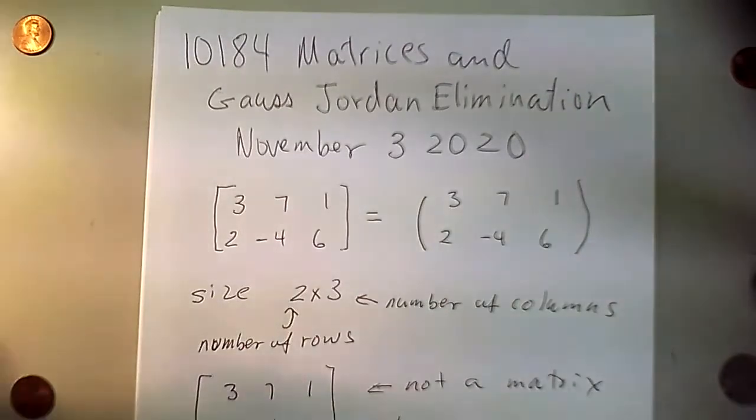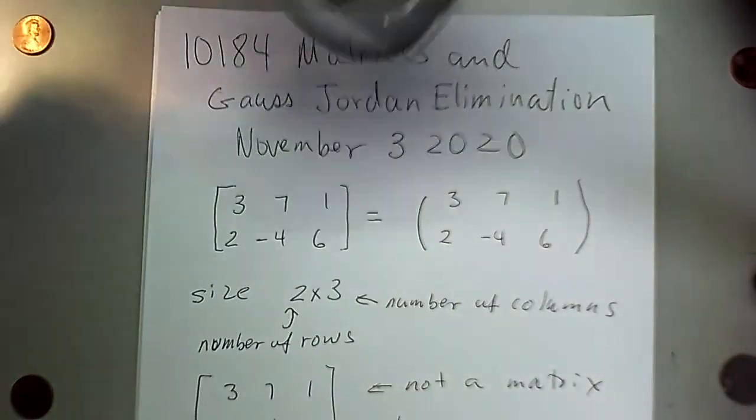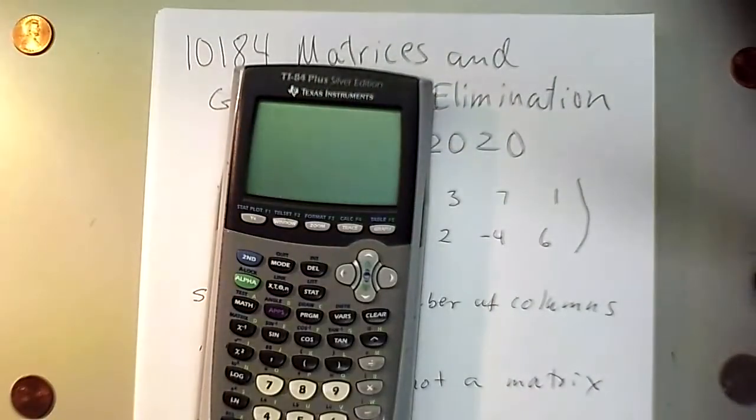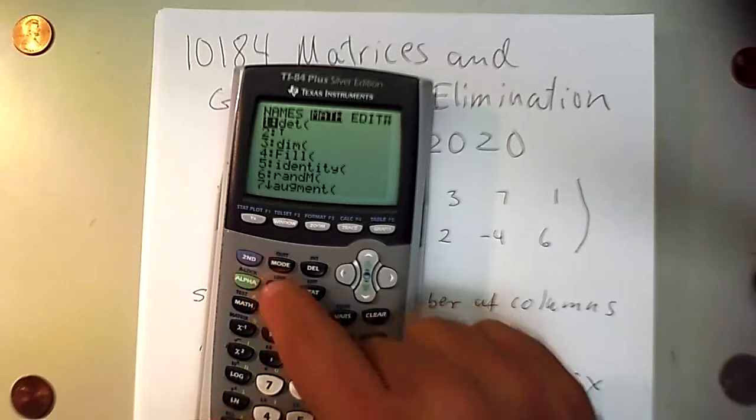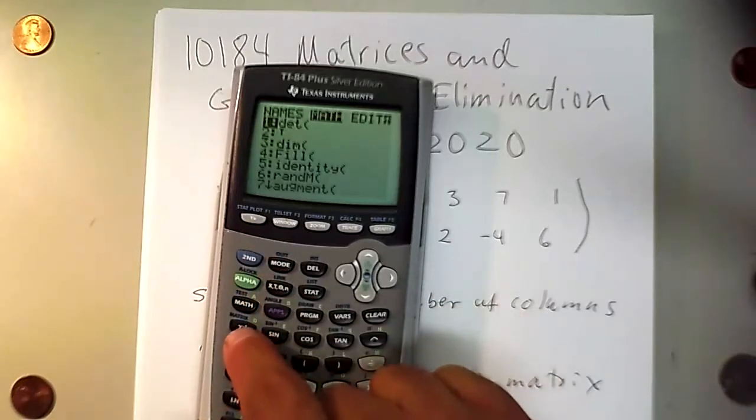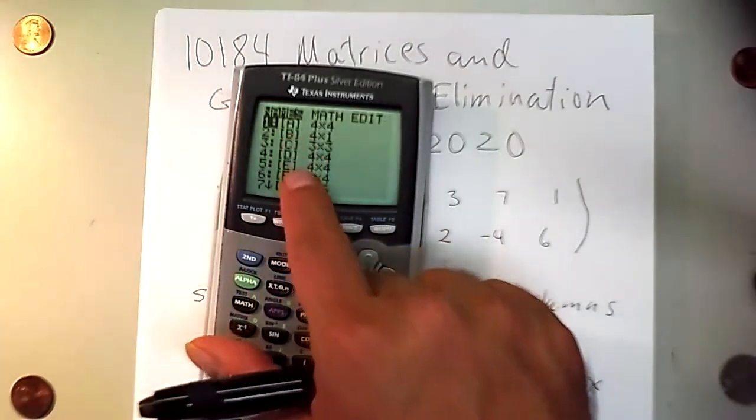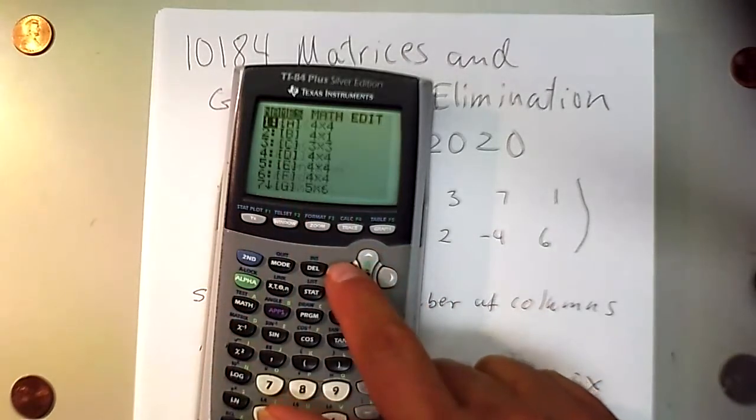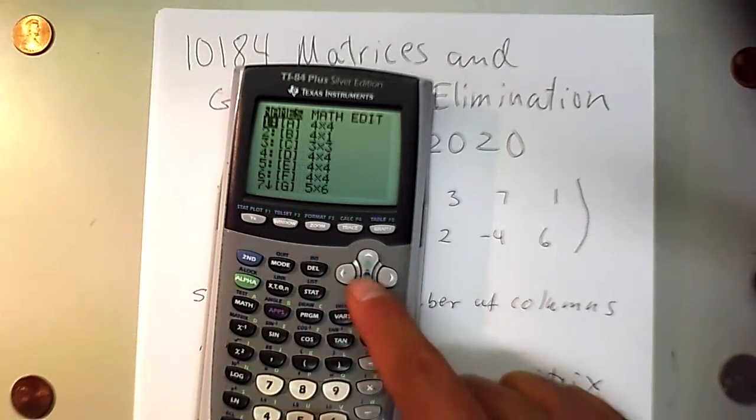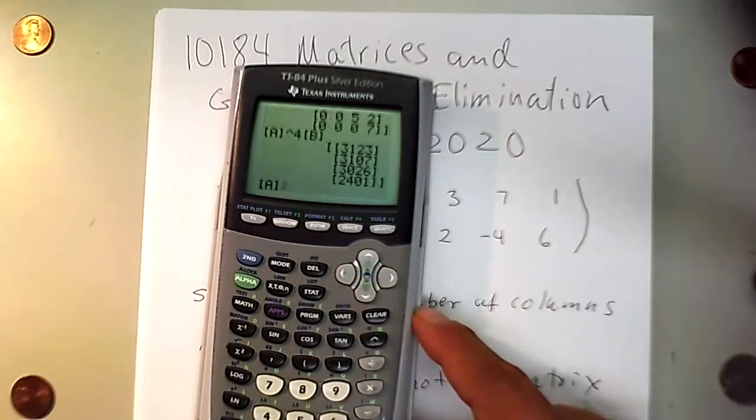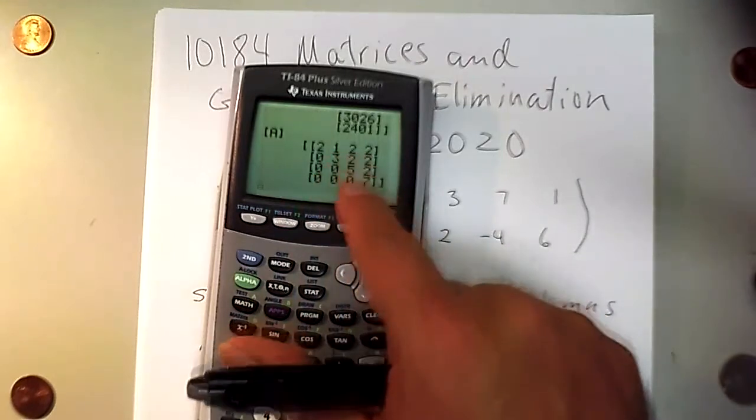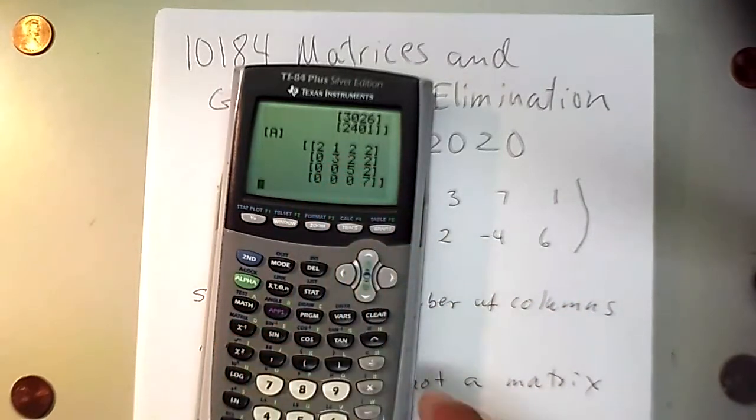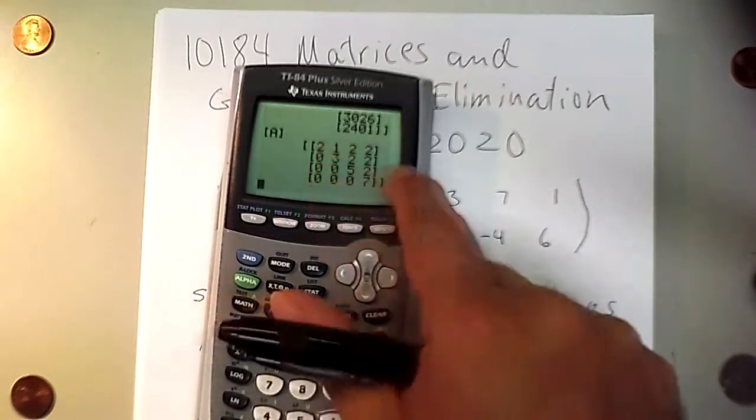You can enter a matrix in a graphing calculator. Let's see. Here are the matrices, and so there are the names. You can edit a matrix, so you can just, I think there's one here, a big one. Yeah, there it is. So that is a matrix that is already in my calculator. The rows and the columns.